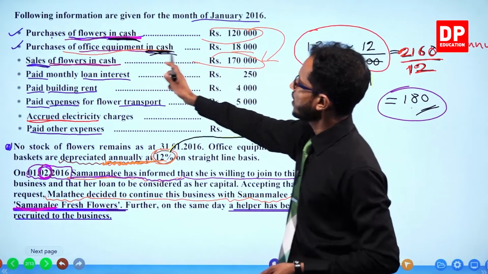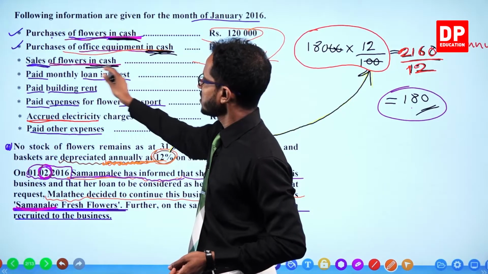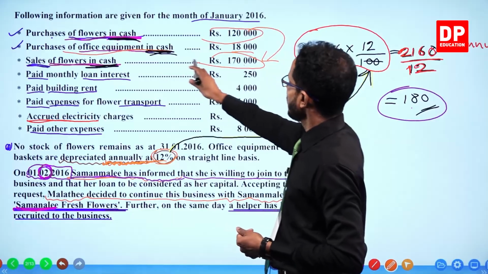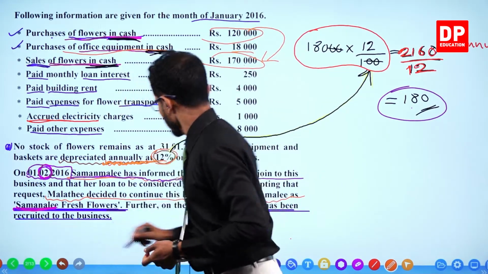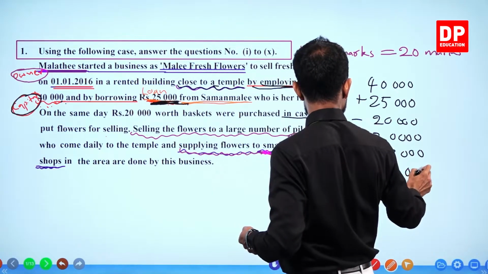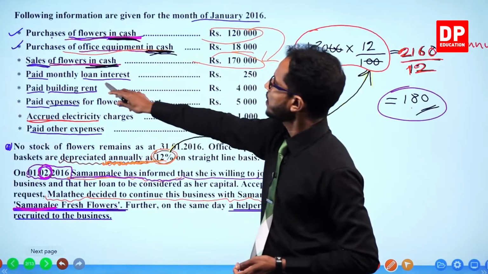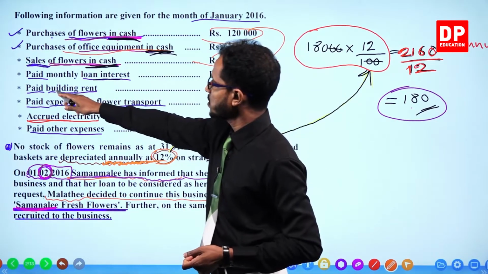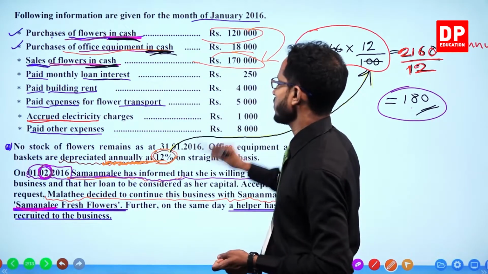Cash 18,000 minus 18,000. Sale in cash. Sale means you get cash, so it's a plus. 170 plus, then we'll put 170 also, plus, then paid loan interest, paid 250 minus, paid rent 4,000, 250 and 4,000, and again paid 5,000.